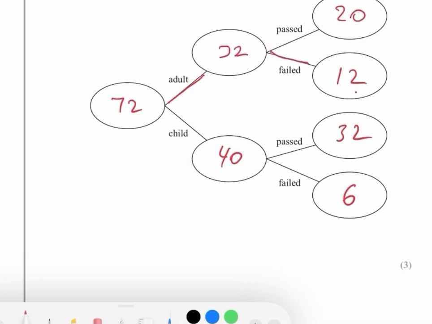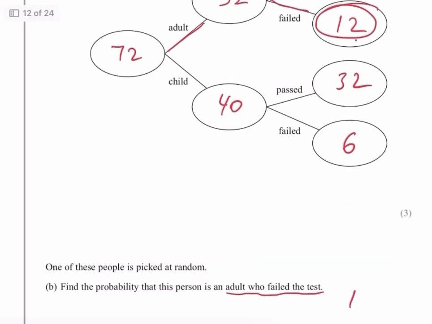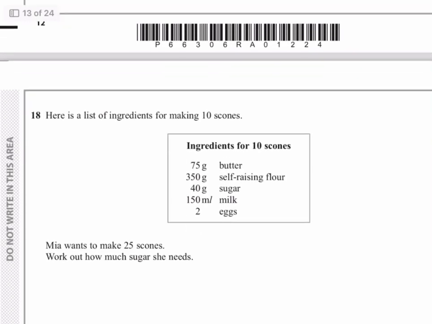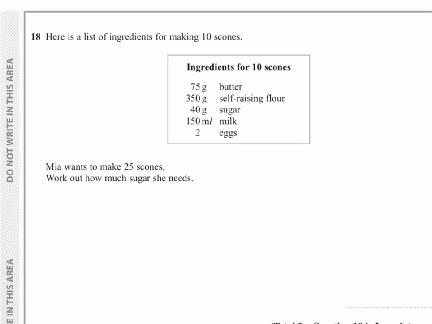So 12 adults failed the test, and we're going to write it as a probability, 12 over 72. Of course, some of you attempted to put 32. It has to be out of the total. So that's how we write fractions, part out of the total.